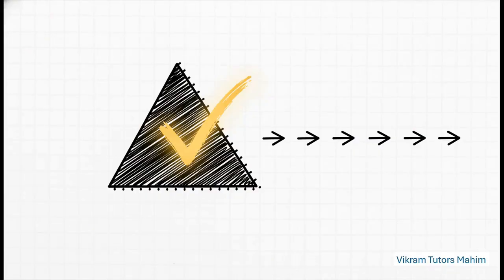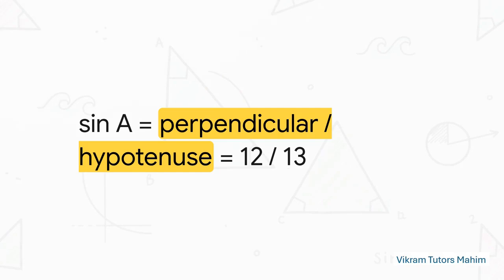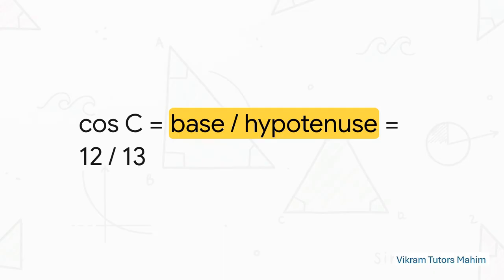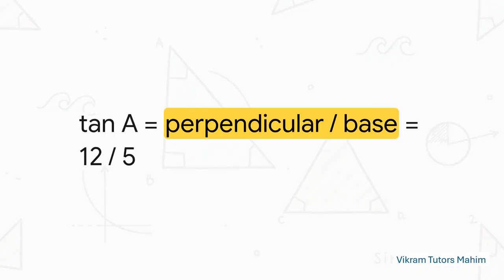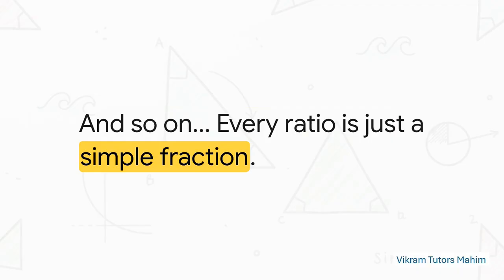Let's find those ratios. So from angle A's point of view, sine A is opposite over hypotenuse. That's 12 over 13. Now let's switch to angle C. Here, the adjacent side is 12. So cos C is 12/13. Okay, back to angle A for a sec. Tangent is opposite over adjacent, so that's 12 over 5. And you can do that for every single ratio. See? Once you have the sides, it's just simple fractions.